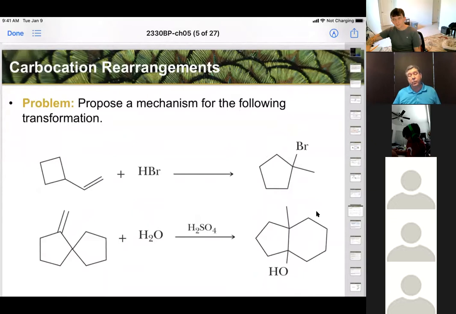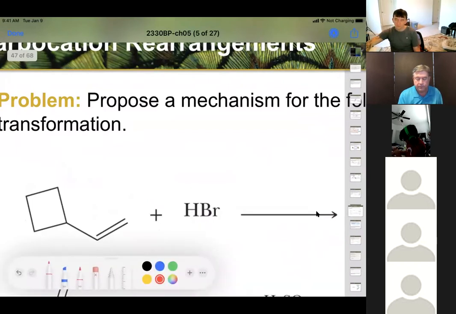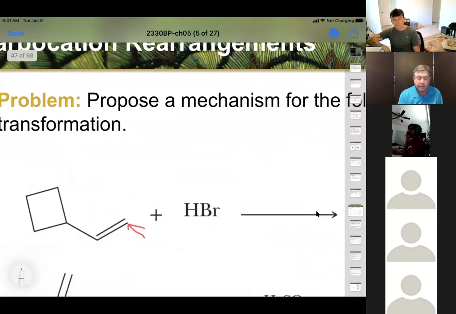There's another kind of rule in carbocation rearrangement: it also likes to take small rings and make them bigger. So let's go ahead and try to figure out our mechanism for converting this compound right here with HBr to this compound right here. So I'm gonna draw that right up here. The first thing that's gonna happen is we add a hydrogen right here, which gives us a carbocation right here.